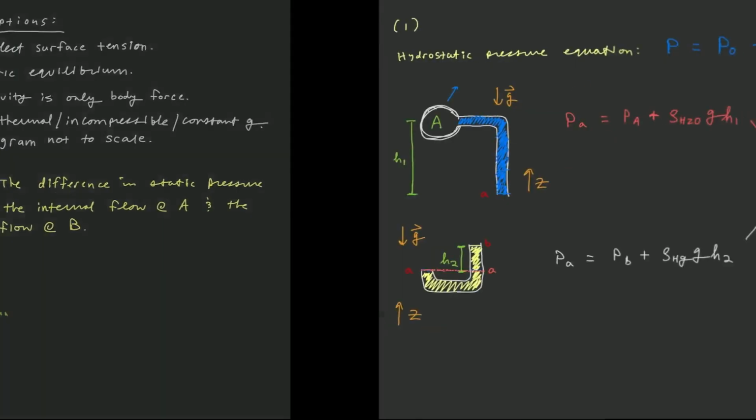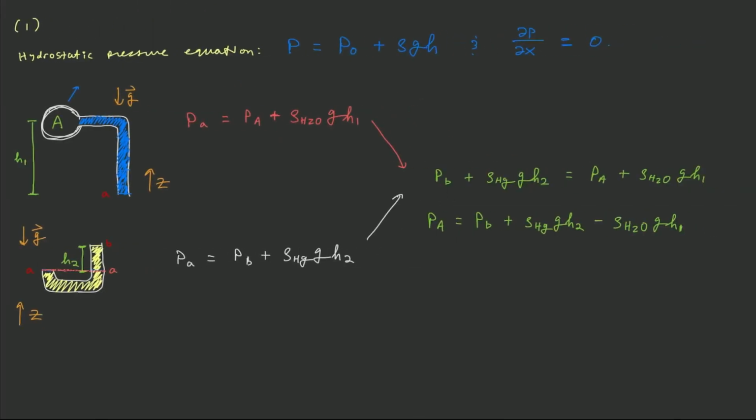So let's begin with the first step of this problem. The first step is recognizing that we're going to use the simplified version of the hydrostatic pressure equation, which is just pressure at some point is equal to the ambient pressure plus rho g h, where h is a distance down from the free surface that we're examining. And we have a corollary of that equation, which is dp/dx equal to 0, meaning that pressure hydrostatically does not vary with x according to this equation.